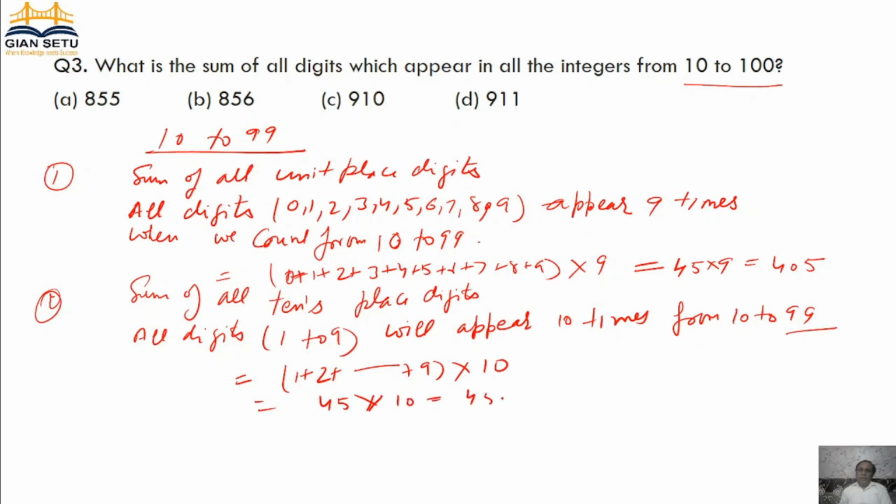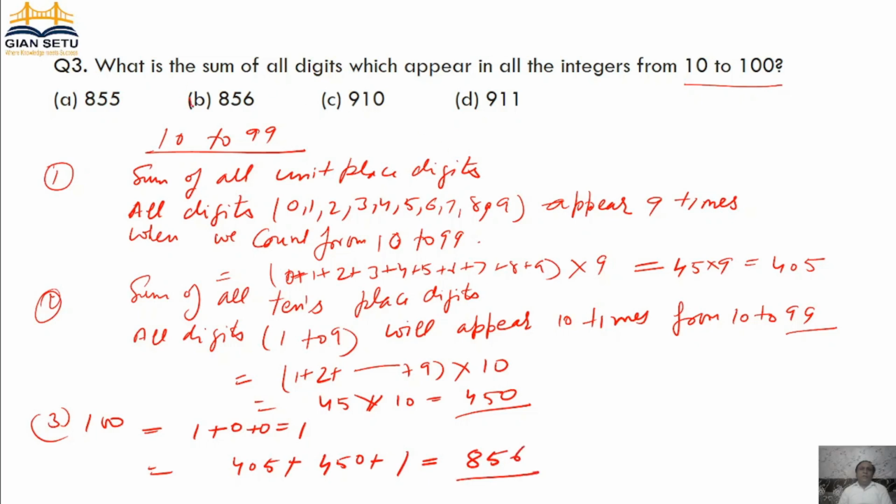Now it will be 450, right. We have one more number, that is 100, and the sum of digits in 100 is equal to 1 plus 0 is equal to 1. Now the sum of all the digits when we count from 10 to 100 will be equal to 405 plus 450 plus 1, and it is equal to 856. So the right answer is B here.